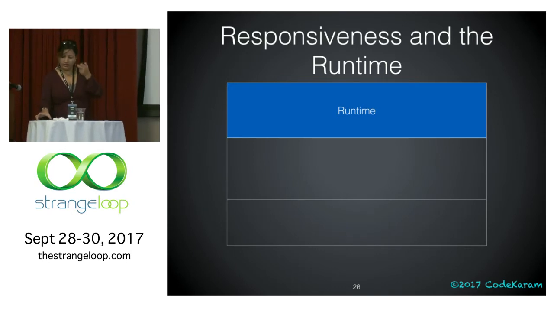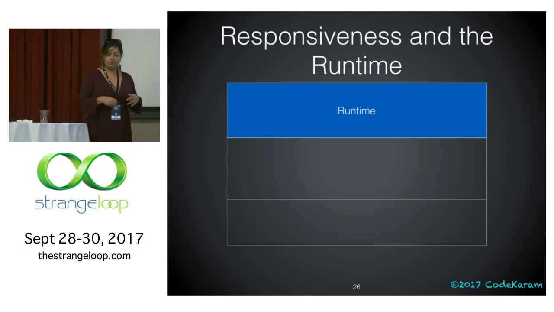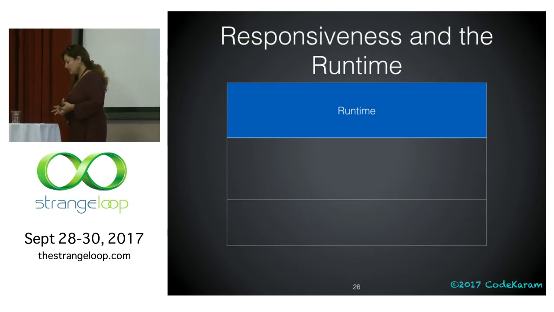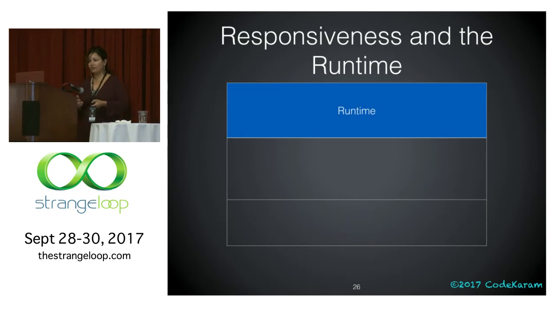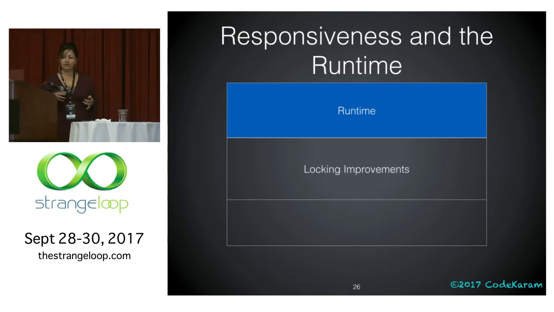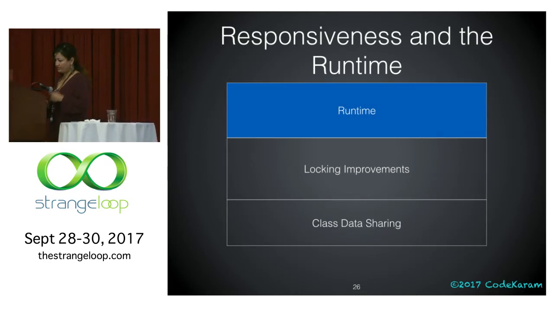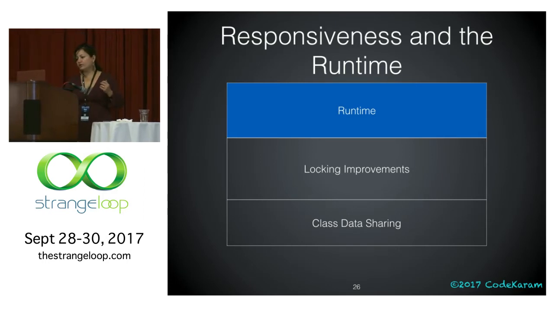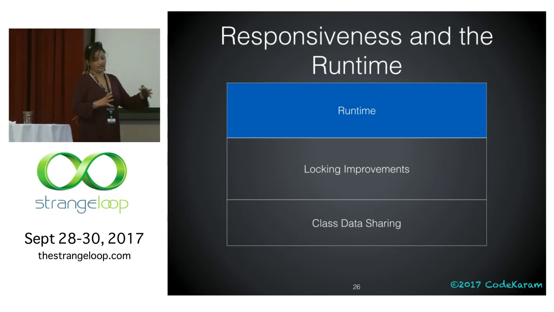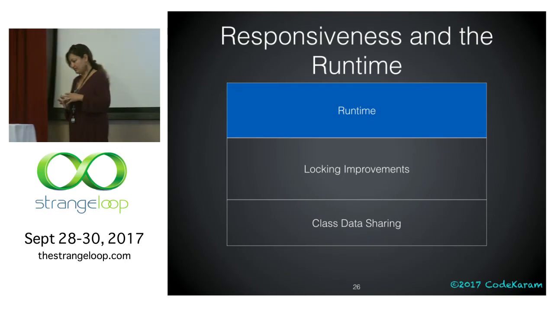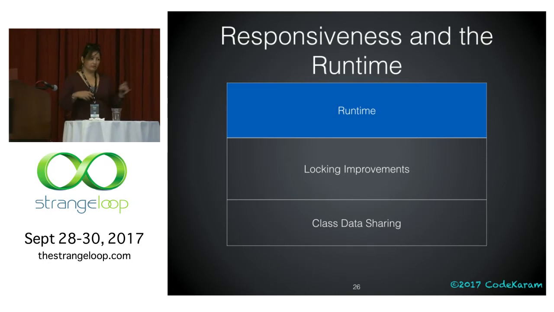Locking is also important with respect to the runtime. Remember I said interpreter? When we're talking about locking, the locking instructions are generated in the interpreted code itself. So any locking improvements also help responsiveness for the runtime. And then class data sharing. Class data sharing is particularly important because sometimes you have shared code that you want to be able to access. It's kind of like a shared library that you want to be accessed, and that's called class data sharing.